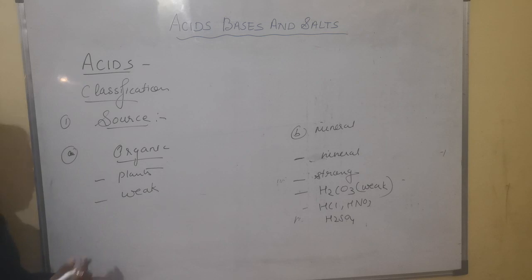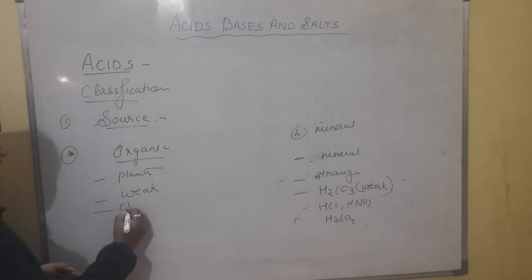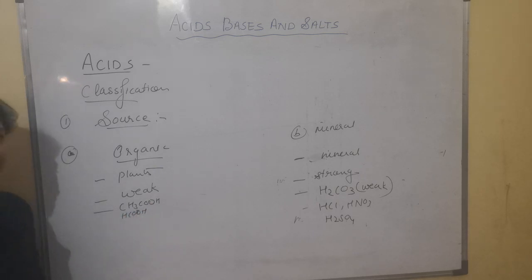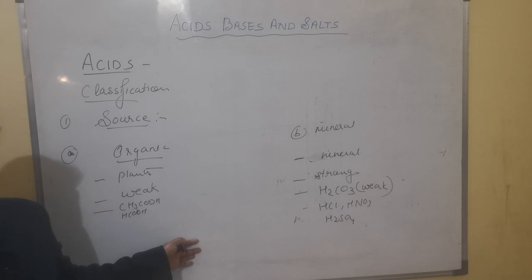For weak organic acids, we can take the example of acetic acid, formic acid. So many other acids are there, like oxalic acid, butyric acid. All the acids that are present in plants are weak acids.